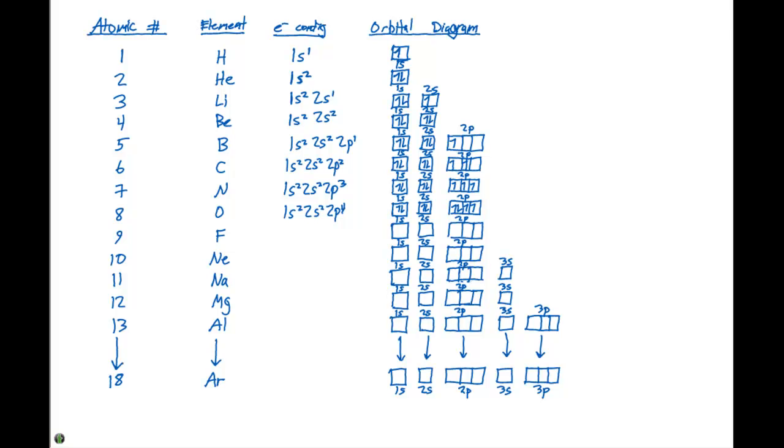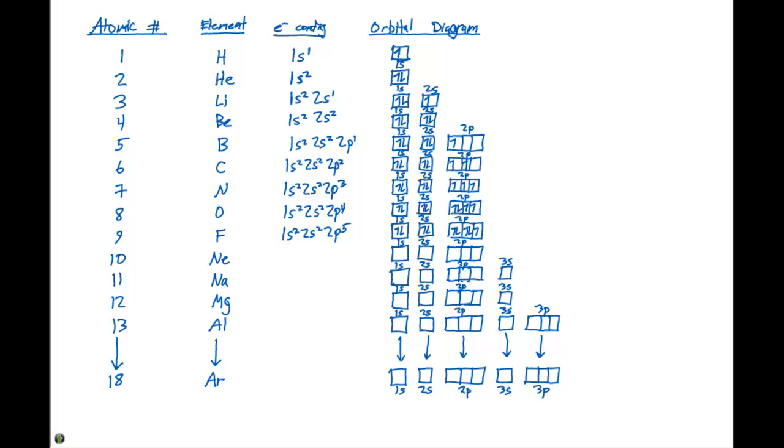For fluorine, our electron configuration has to contain 9 electrons. So it's going to be 1s2, 2s2, 2p5. So we go 1, 2, 3, 4, 5, 6, 7, 8, 9 for the 9 electrons here in the fluorine.